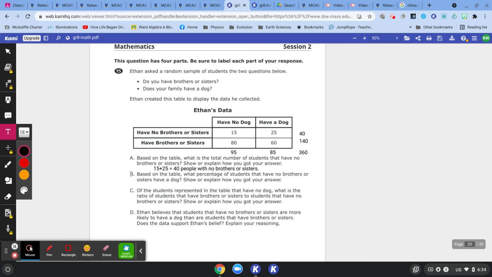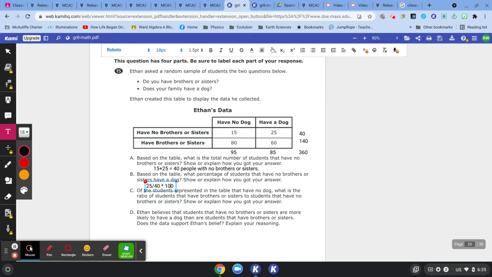Okay, now in this part, we're just considering the students who have no brothers or sisters. And we want to know what percentage of them have a dog. So there's a total of 40 who have no brothers and sisters, and the ones of them who have a dog are 25. So the percent is going to be 25 who have a dog of the 40 who have no brothers and sisters. That will get us a fraction. And then, of course, the classic way to turn that into a percentage is to multiply that by 100.